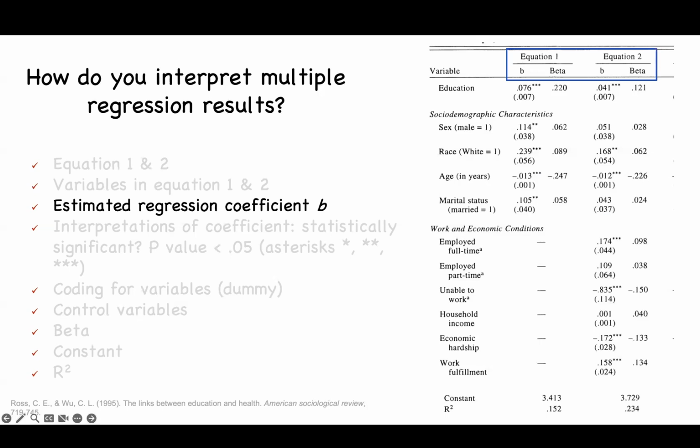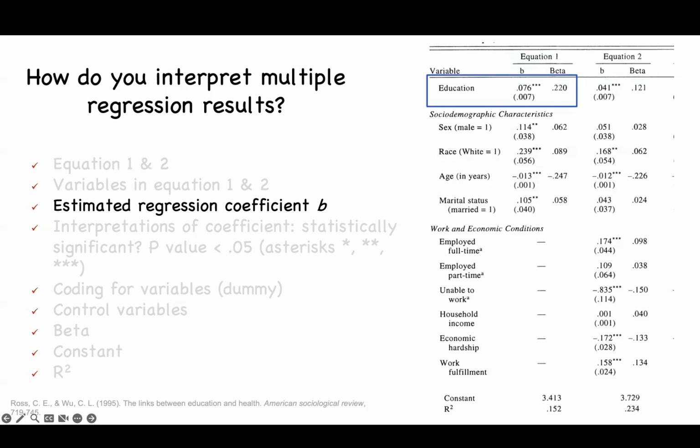For each equation, two columns of numbers are presented, one labeled B and the other labeled beta. In the original table, you can tell from the footnote that B is an unstandardized regression coefficient with standard error in the parentheses. The beta column contains standardized coefficients. Beta is measured by standard deviation. For example, a change of 1 standard deviation in the independent variable will result in a change of 2 standard deviations in the dependent variable.